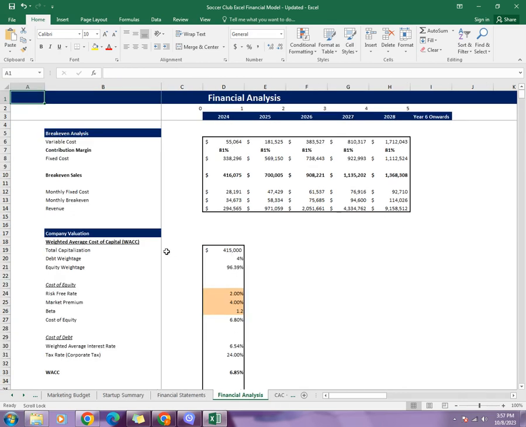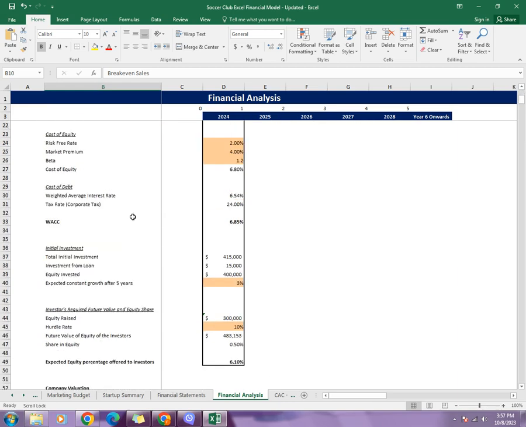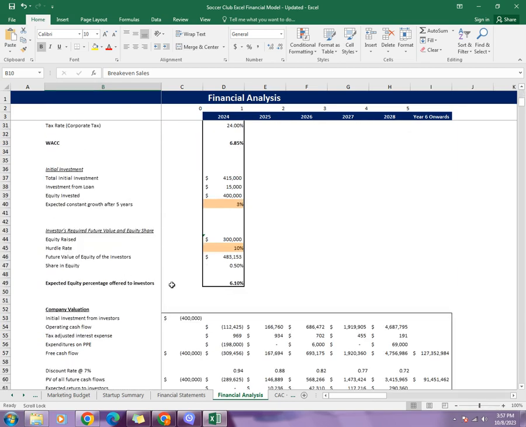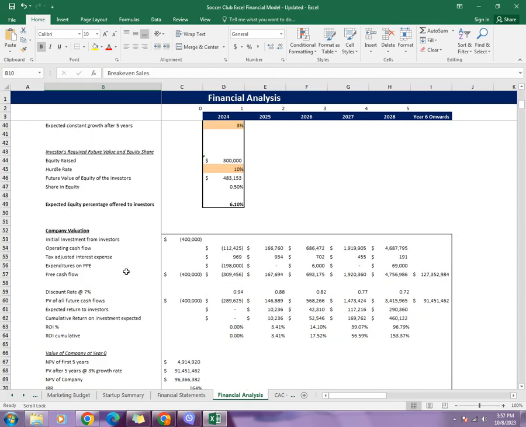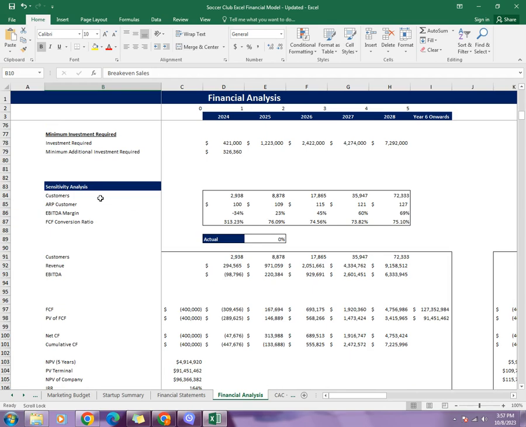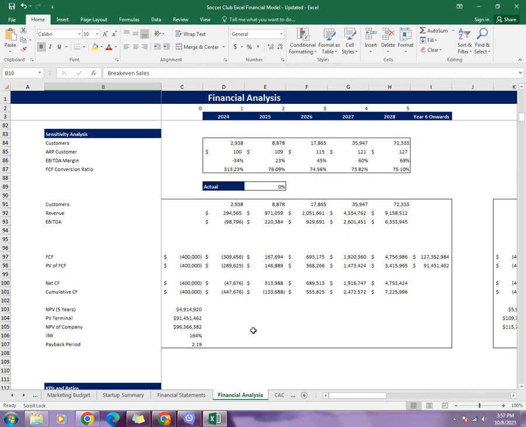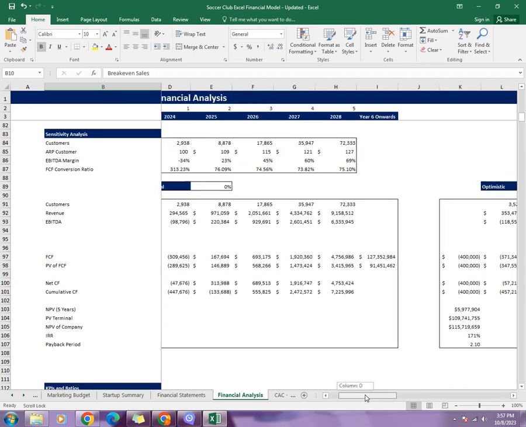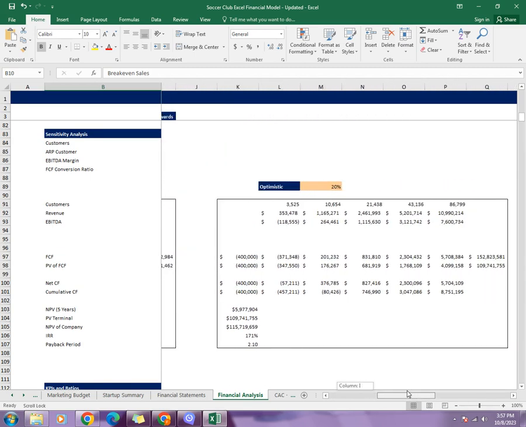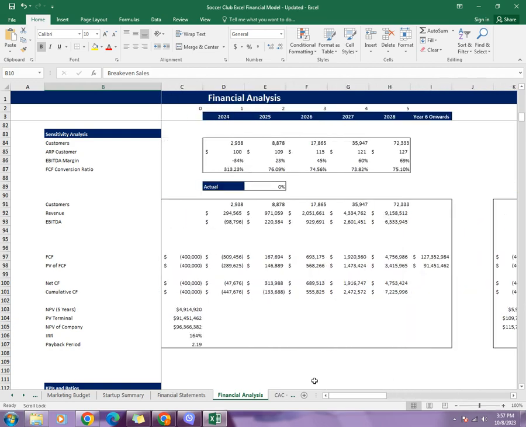Then comes the financial analysis. The financial analysis includes break-even analysis, which gives you the break-even sales of the business. Then comes the company valuation, where it gives you the WACC of the business as well as the expected equity percentage that can be offered to the investors. Then comes the sensitivity analysis. The sensitivity analysis tells you about the payback period, IRR, and NPV of the business on the basis of three different scenarios that are optimistic, pessimistic, and actual.